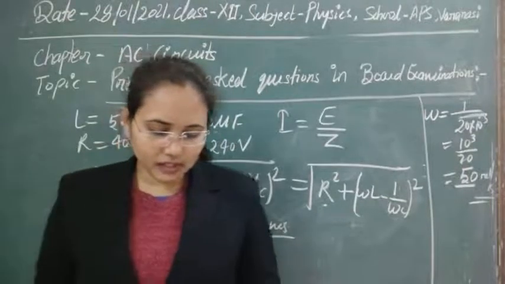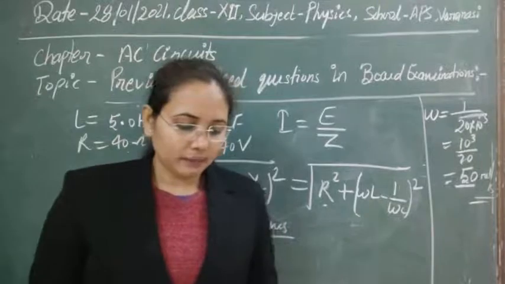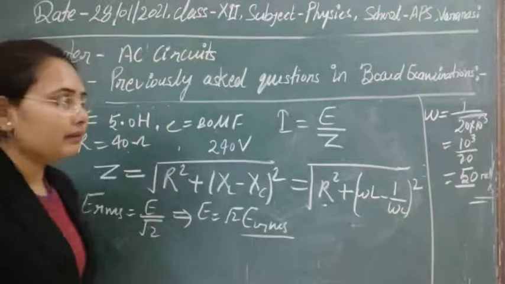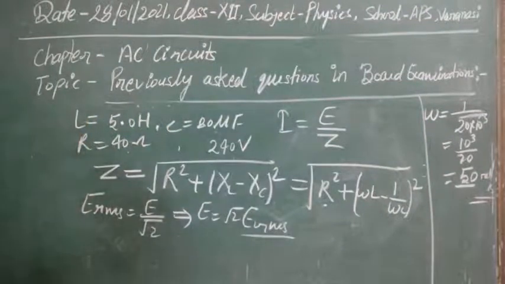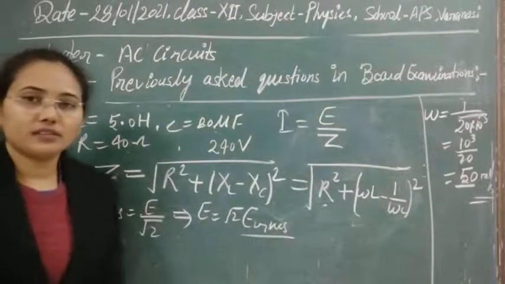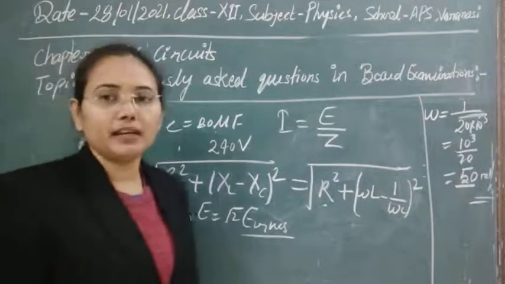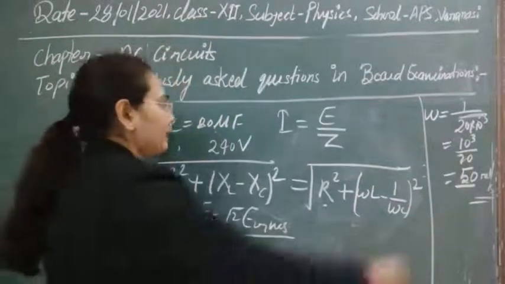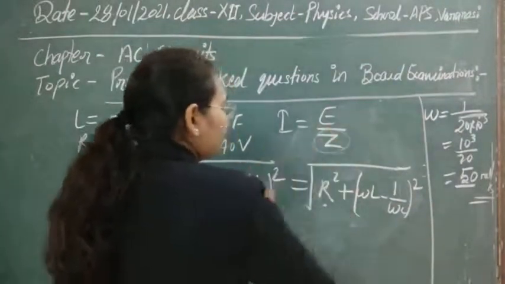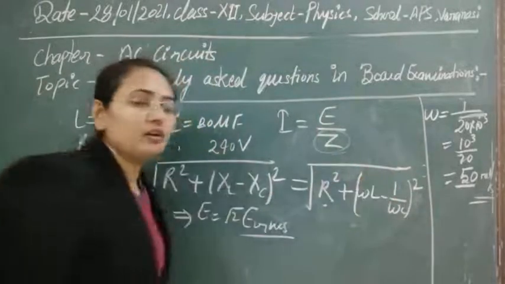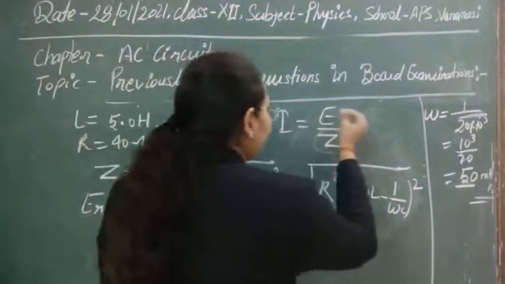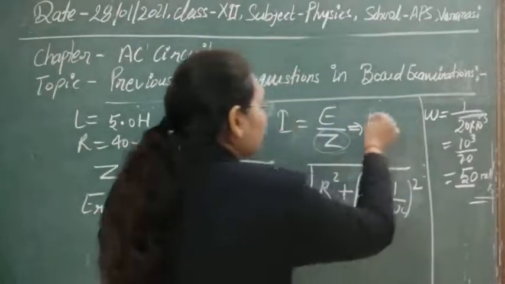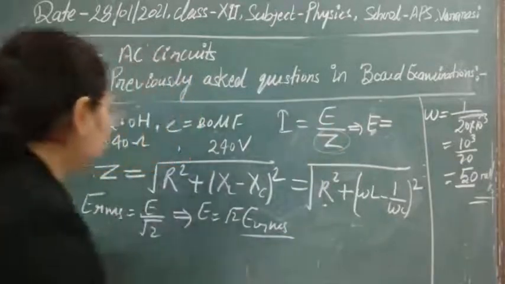The next thing we have to find is the RMS potential drop across the capacitor at resonance. To find the RMS potential drop across the capacitor, first of all we will find the value of current there. In the case of the capacitor, you know that the impedance is given by 1 upon omega C. So obviously the value of this E in the case of the capacitor, just one second.